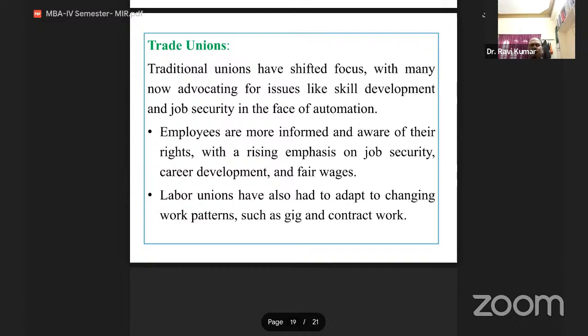Always, every month and every year, they used to get an increment. On a monthly basis they used to get salaries on time. At the same time, on-time payments, increments every year, the performance appraisal and the performance benefits depend upon the working conditions. And labor unions have also had to adapt to changing work patterns such as gig and contract work.